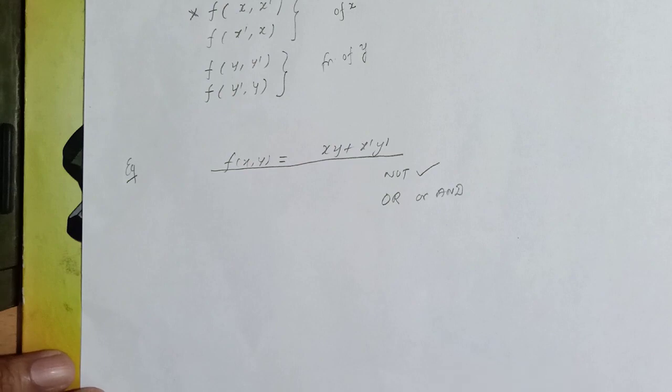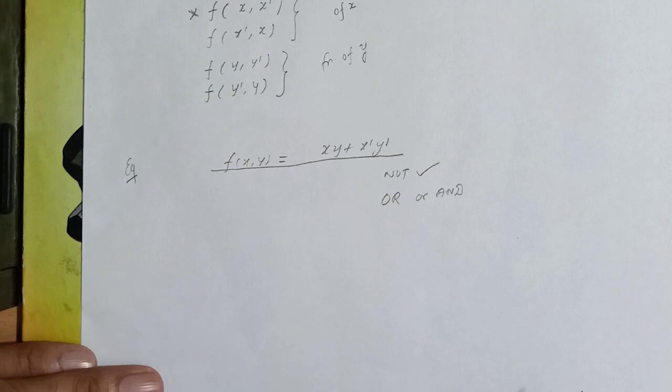Okay, so this is all about the functionally complete set. In this way we can proceed for any given operation or set of operations.